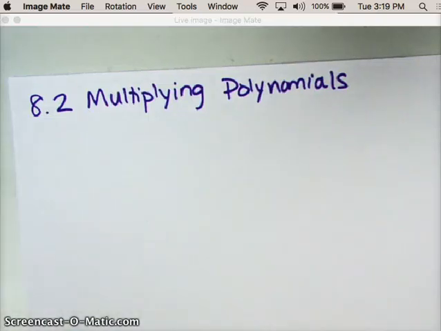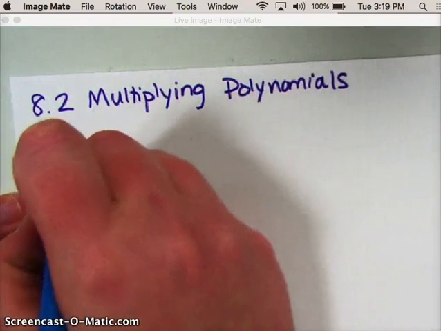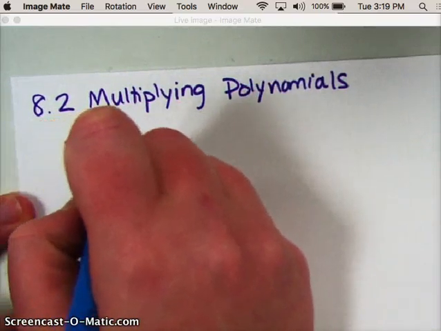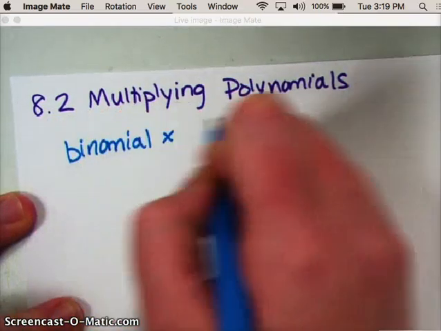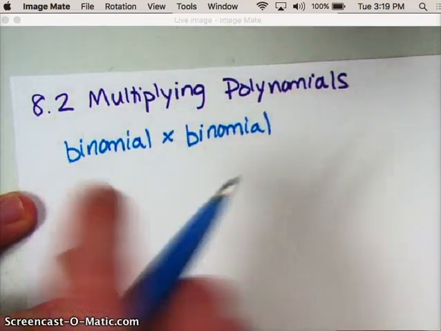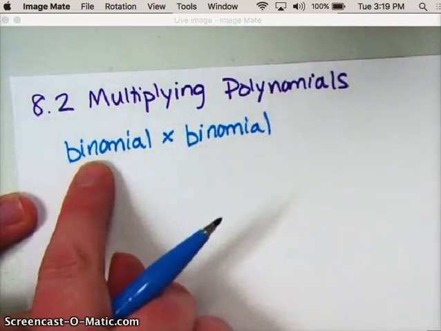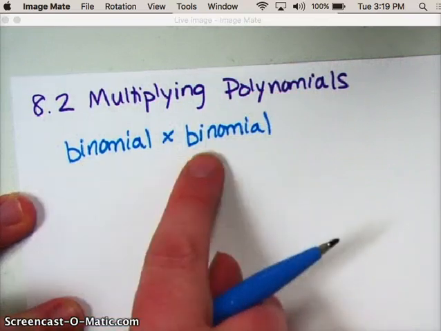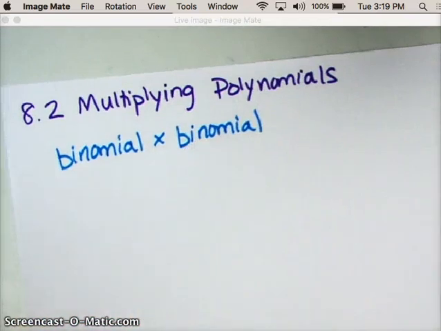Hi guys, today is our lesson over multiplying polynomials. So we're going to specify today that it's going to be a binomial by a binomial. Mr. Weber talked with you that a binomial is two terms and then multiplying by another two terms. We will extend this to be polynomial times polynomial on Thursday.